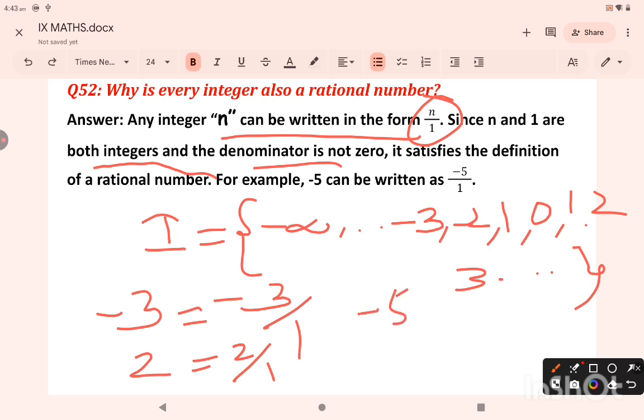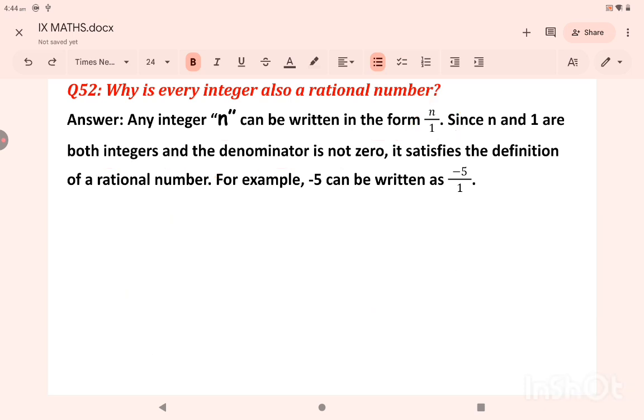Similarly, minus 5 is an integer, and that is a rational number, because it can be written in the form of minus 5 by 1. Therefore, all the integers can be expressed in the form of p by q. Therefore, all the integers are called rational numbers because they can be expressed in the form of p by q. Every integer is also a rational number.